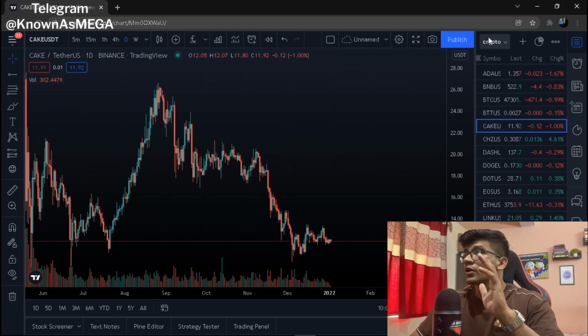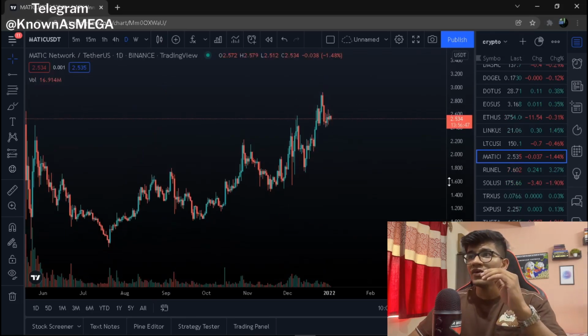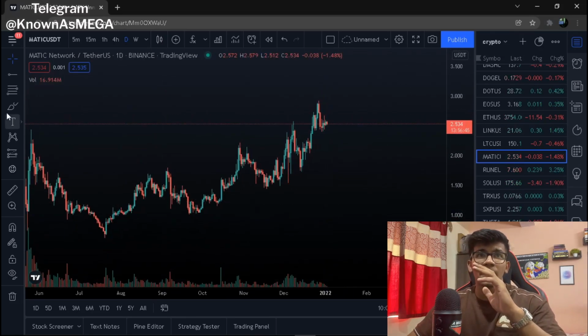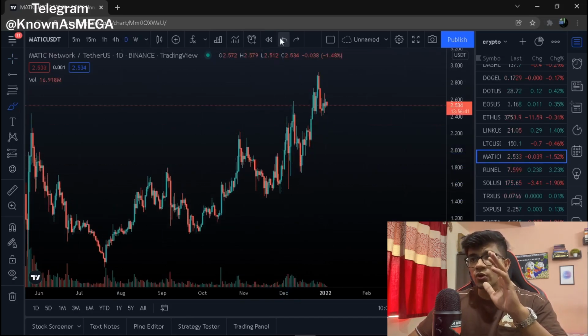Because for example, if you look at Matic, Matic is a very strong crypto, and whenever the market dips, Matic does not dip at all. Even if it does dip, you can see it recovers rapidly. So this is what I'm talking about.